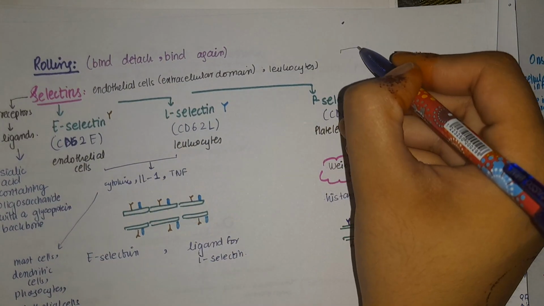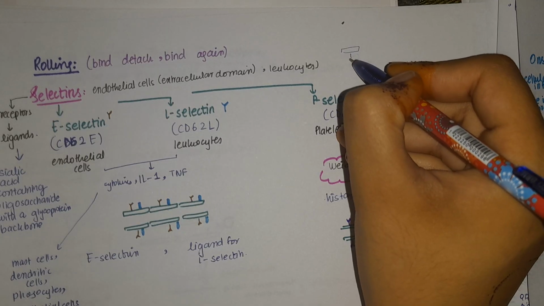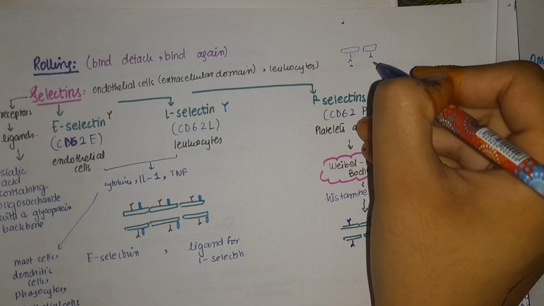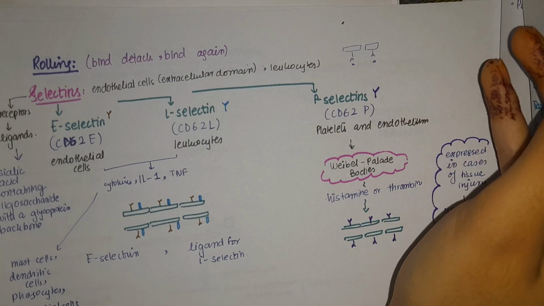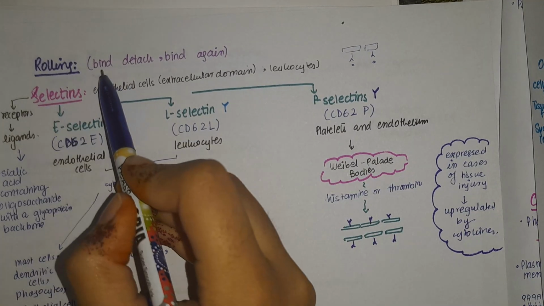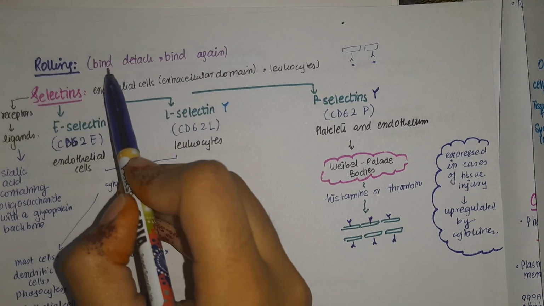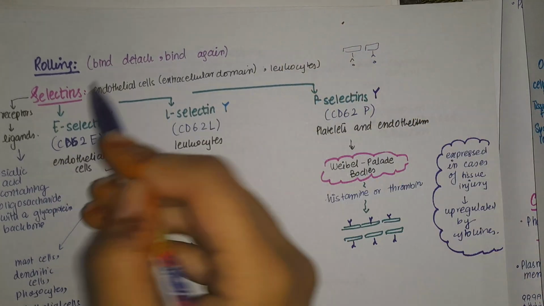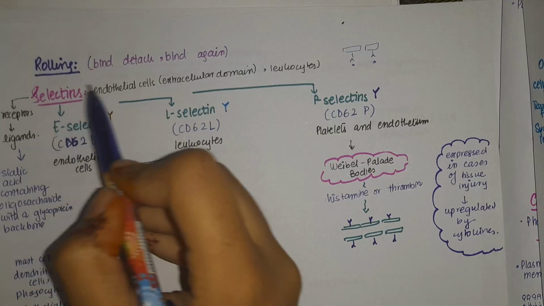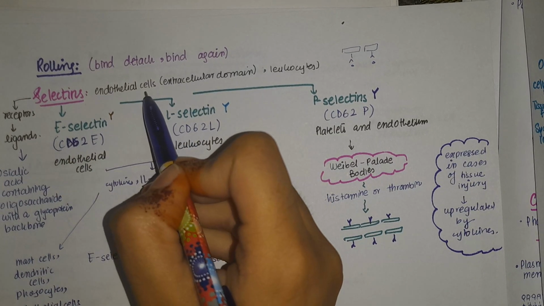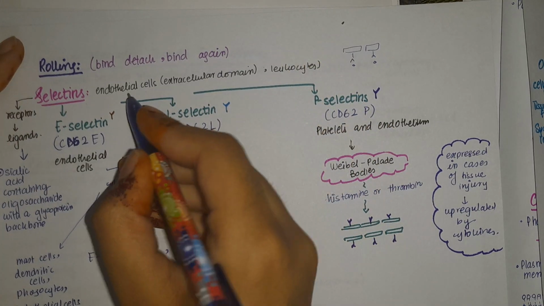The rolling process that I was telling you about: the endothelium expresses these adhesion molecules, and the neutrophils roll over from one molecule to another until they find something for their firm attachment. The rolling works in such a way that the leukocyte binds, then detaches, and then binds again, and this is how it rolls over. Now there are selectin molecules which are expressed on either the leukocyte or the endothelial cell wall, and in such a way they help the leukocyte to roll over.